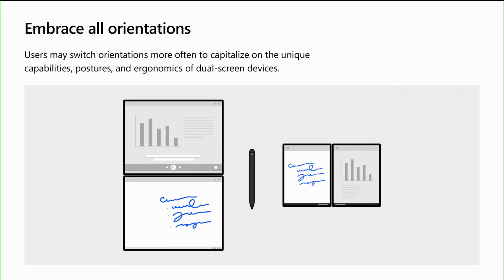First is consider supporting all the orientations. Consider all the creative ways your user could be holding and using the device, as well as taking advantage of accessories like a pen. You might consider ways your app might be used that is different from what you might be expecting your users to do today. Dual-screen devices' unique postures expand the ways your app could be used by allowing users to use your app in a whole new different way.